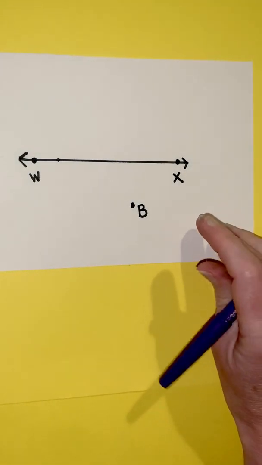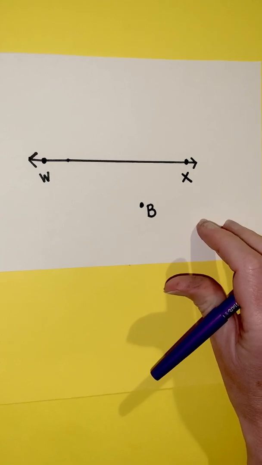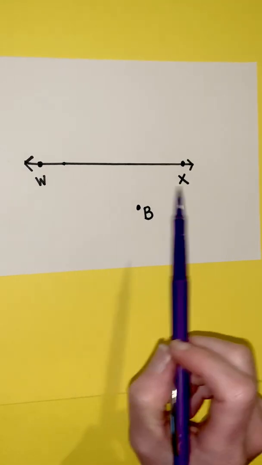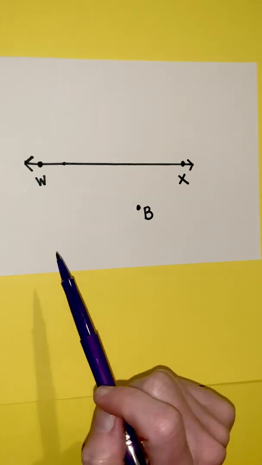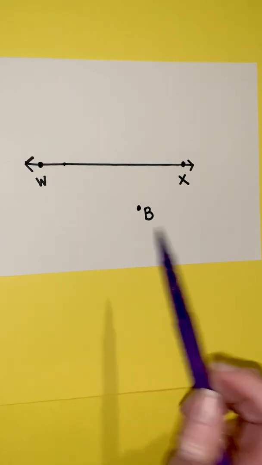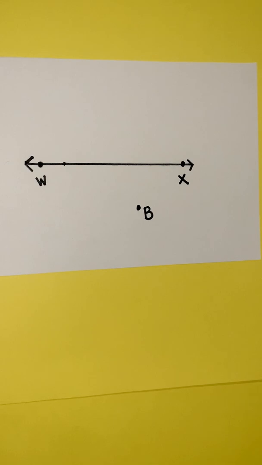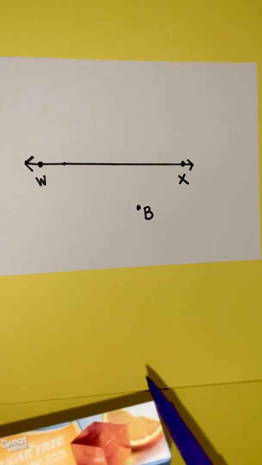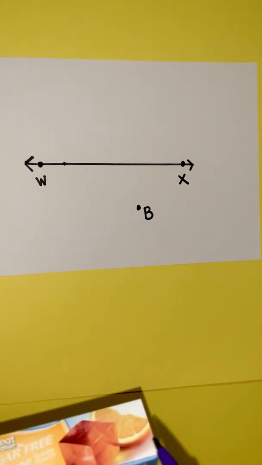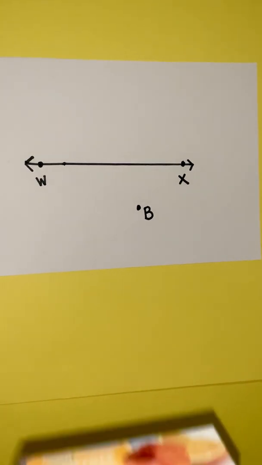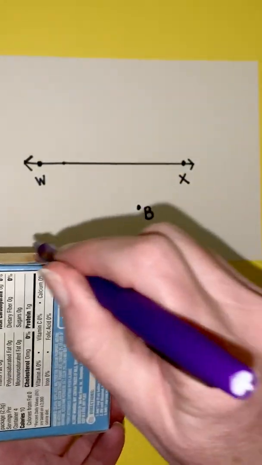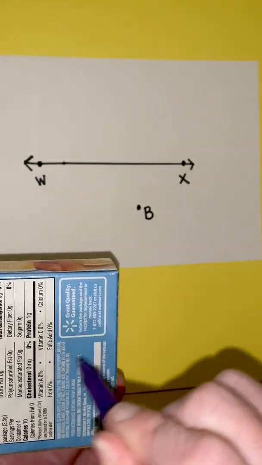Finally, sometimes you're asked to draw a parallel line through a given point. So for example, here, I've got line WX, and I want to draw a parallel line through that point B. For this, I'm going to need something that has that right angle. I know we've talked about right angle testers when we did perpendicular lines. So I've got this box, and my box of Jell-O here has a right angle. It has that 90-degree corner.